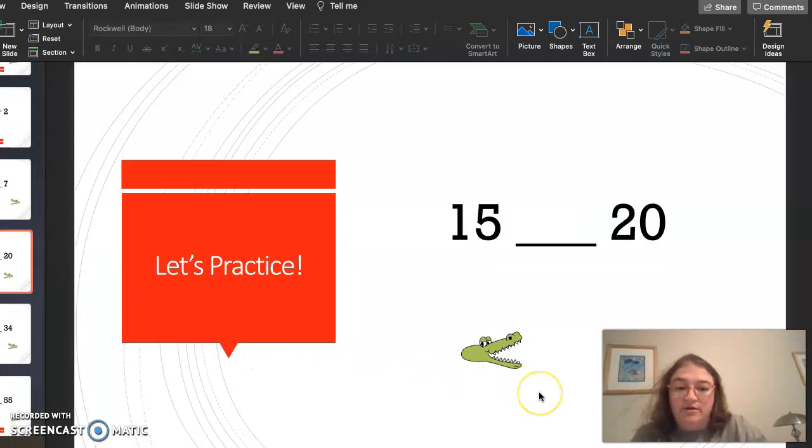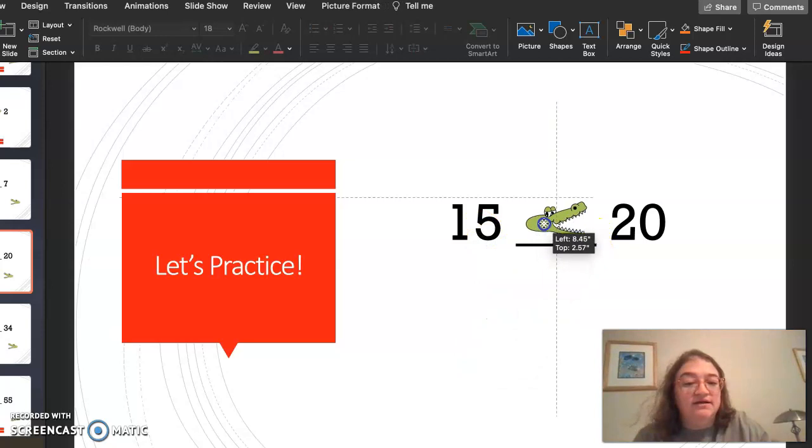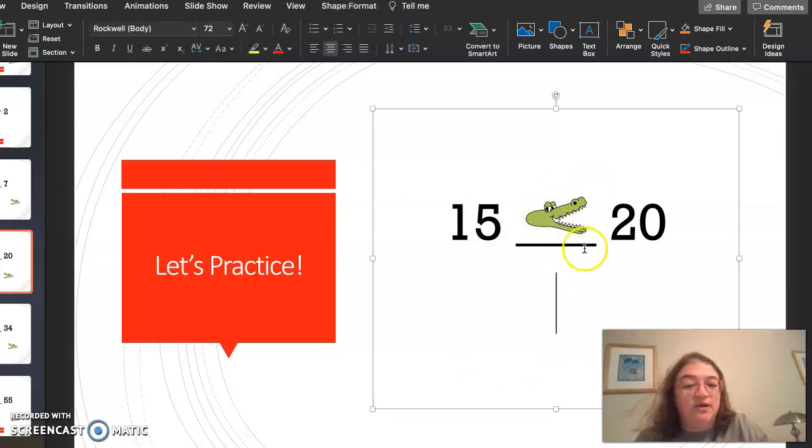Oh, we're moving into some harder numbers. Let's take a look at this one. 15 and 20. How many tens do we have here? 1. How many ones? 5. Let's take a look at 20. How many tens? 2. And how many ones? 0. This has 1 ten. This has 2 tens. So 20 is bigger than 15, but 15 is less than 20. Remember, our alligator mouth is going to go towards the bigger number.